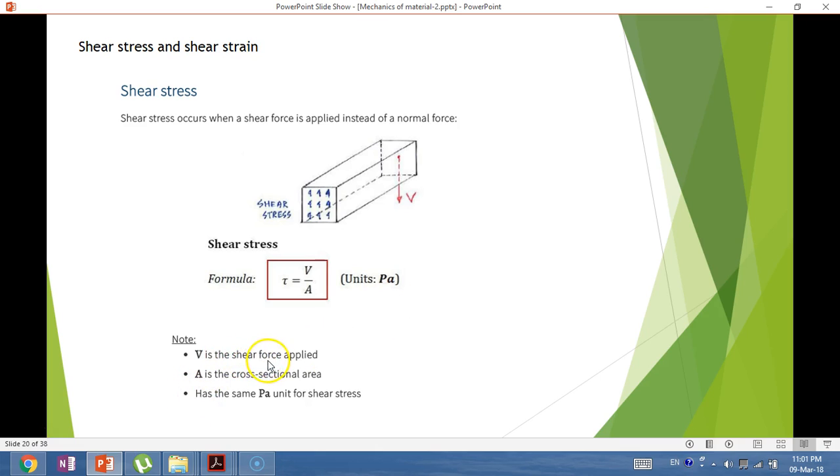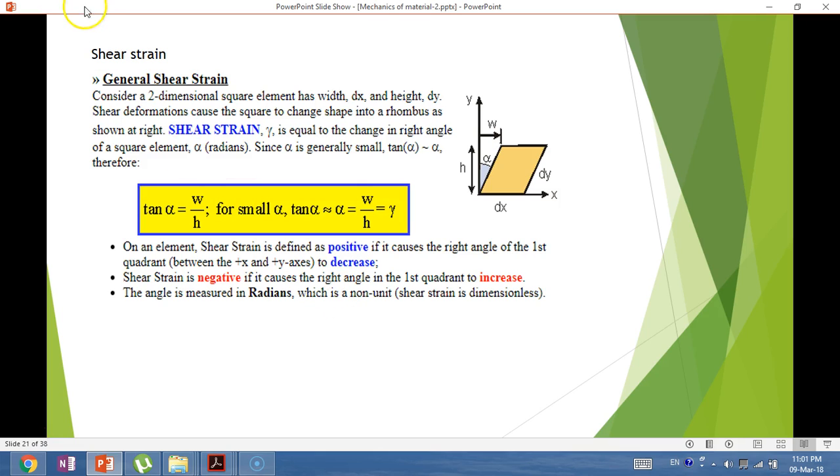So V is the shear force applied, and A is the cross-sectional area. This is tau, and it has the unit of shear stress, which is Pascal. What about the shear strain?